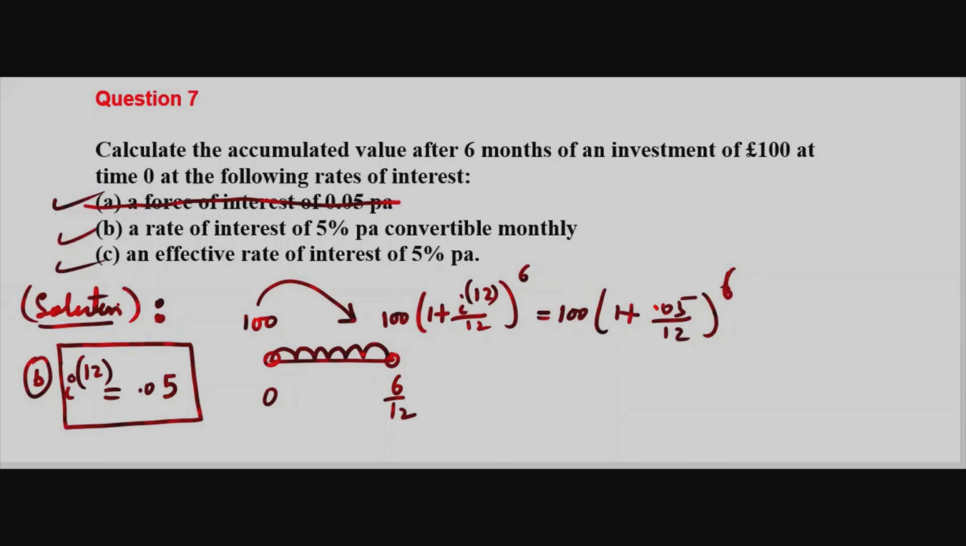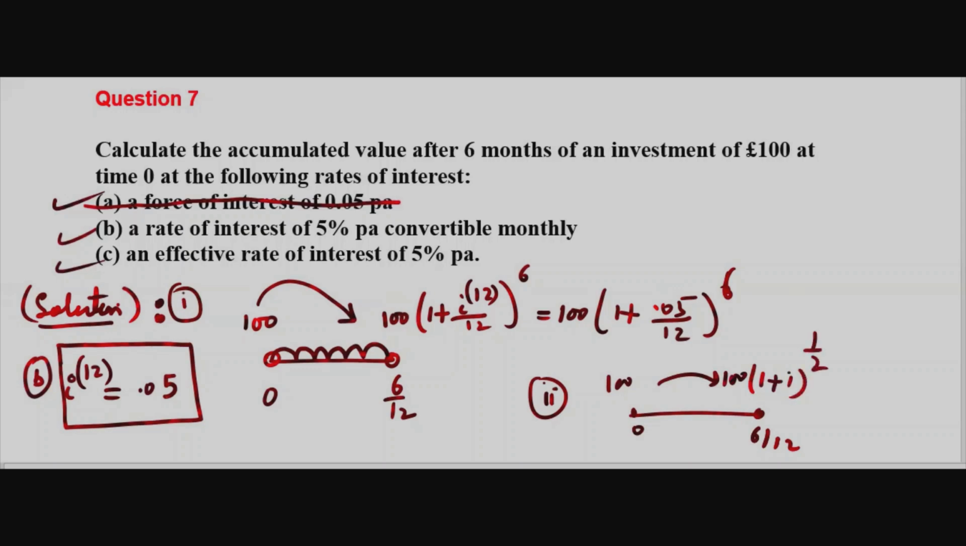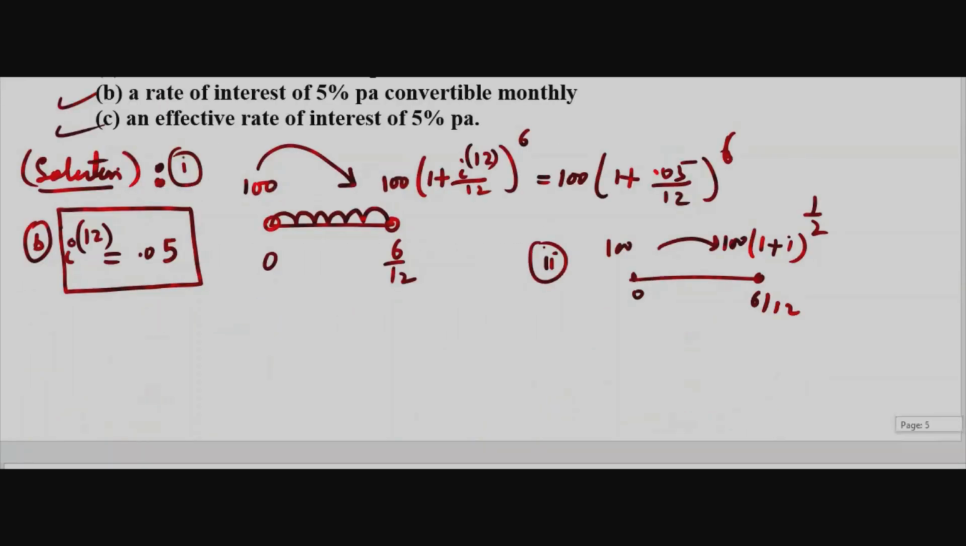Now, an effective rate of interest of 5% per annum in part 2. So when i is given, instead of i12, you can directly use 6 by 12, that is half. 100 into (1 plus i) power half, or 6 by 12, whatever. This is half here, so you can write half, that's all. You will get the answer. It's easy. This is over now.